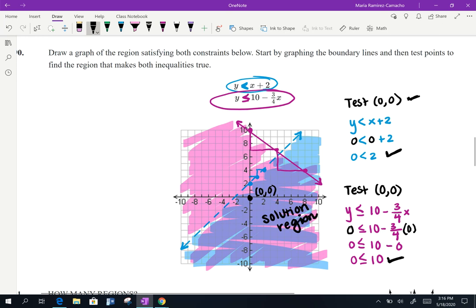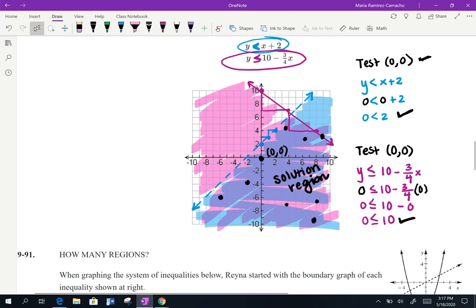It is a coincidence, a very nice coincidence, that 0, 0 is in our solution region because we were able to test 0, 0 for both lines and figure out that we were shading towards that point for both of them. But any point in the solution region would make both inequalities true. So this point over here, and this point over here, and this one, and that one, and even this one here on this line. Okay, anything in the solution region will work. All right, let's move on to the next problem, 9-91.